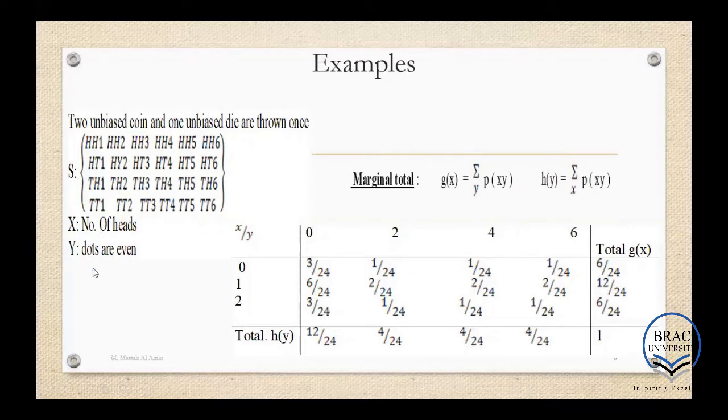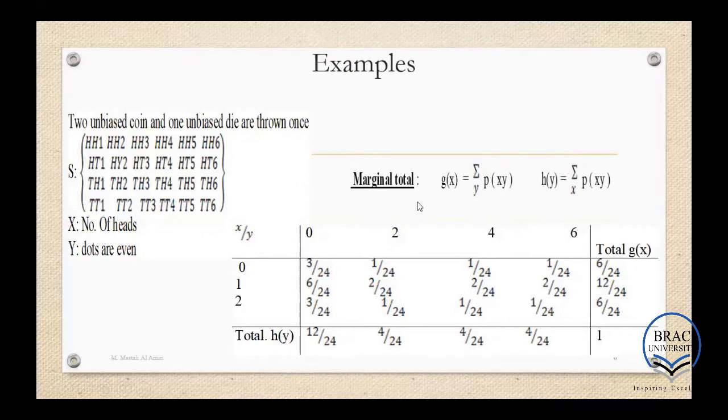Now, if we define our random variables, x is the number of heads and another random variable y is dots are even. That means for the die, we only consider the even numbers for y. That means this one, 2, 4, and 6.